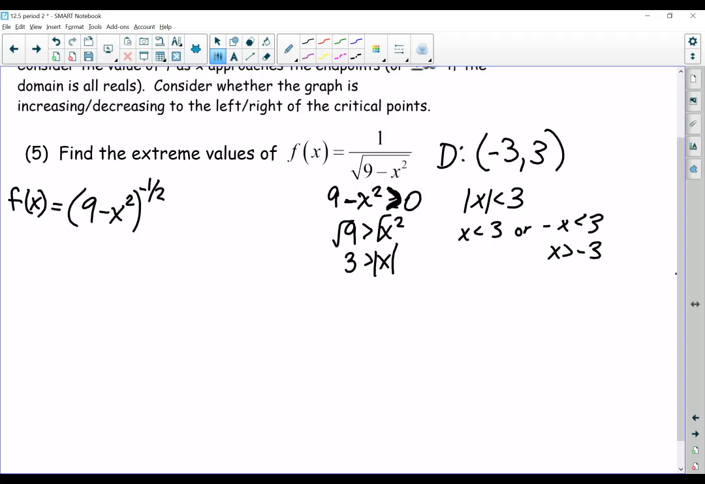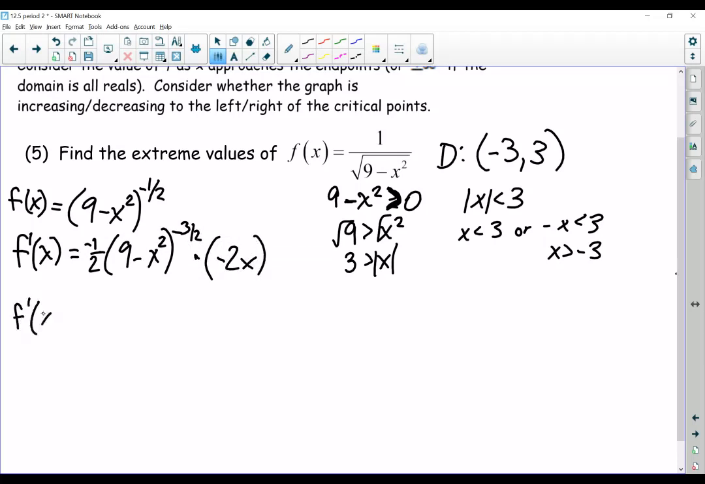And I'm going to take the derivative. So when I take the derivative here, I'm going to bring the -1/2 down. 9 minus x squared to the -3/2. Ooh, chain rule. Times the derivative of what's inside, which would be -2x. And I'm going to clean that derivative up. Okay, so the 2's would cancel, and I'd end up with a positive x over 9 minus x squared to the 3/2, and I'd move that to the bottom.